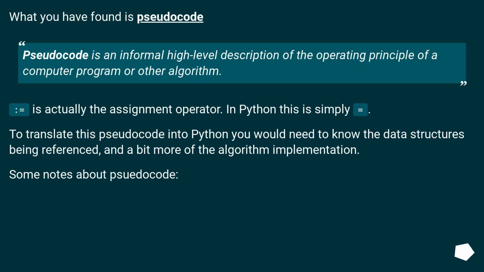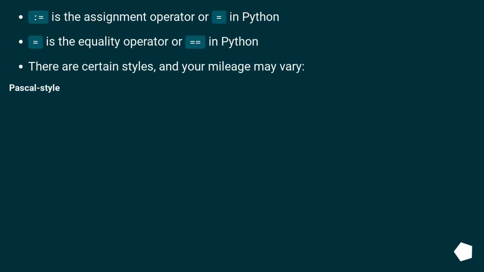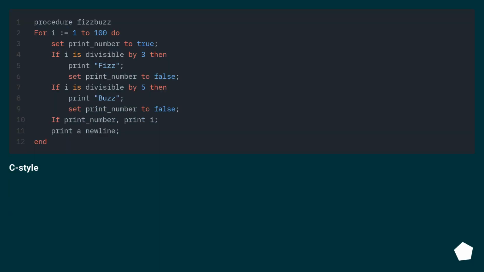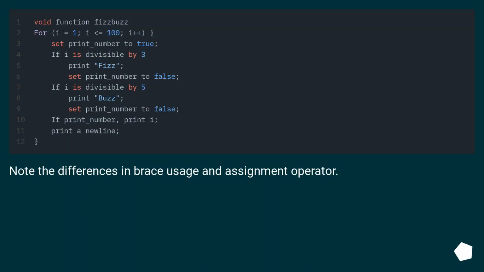Some notes about pseudocode. Colon equals is the assignment operator, or equals in Python. Equals is the equality operator, or equals equals in Python. There are certain styles, and your mileage may vary. Pascal style. C style. Note the differences in brace usage and assignment operator.